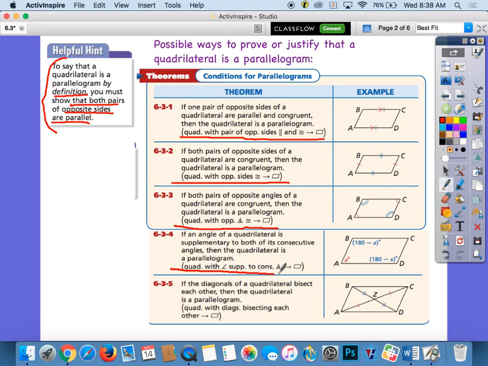If we have a quadrilateral where the consecutive angles are supplementary. Remember, guys, consecutive means next to. So angle A and B are consecutive and they're supplementary, and angle A and D are consecutive and they're supplementary. Remember, supplementary angles add together to equal 180.